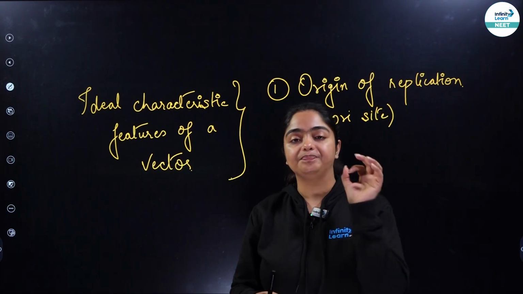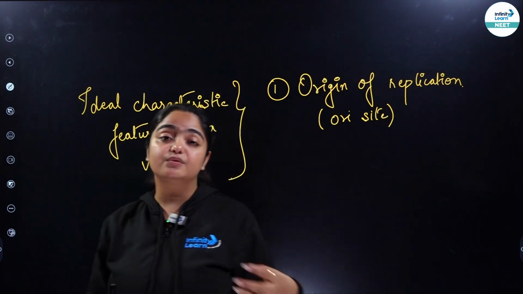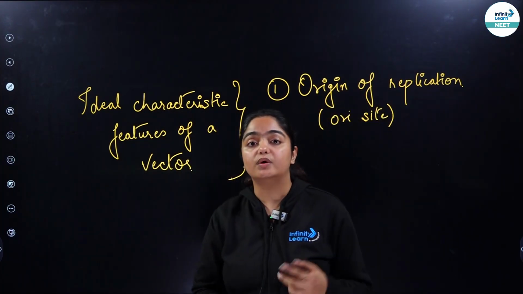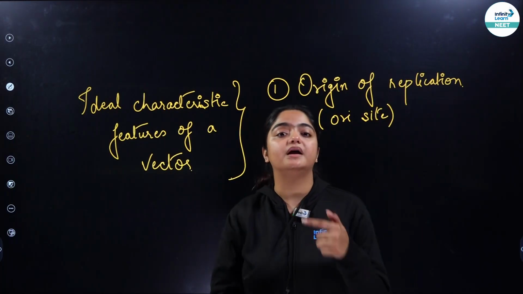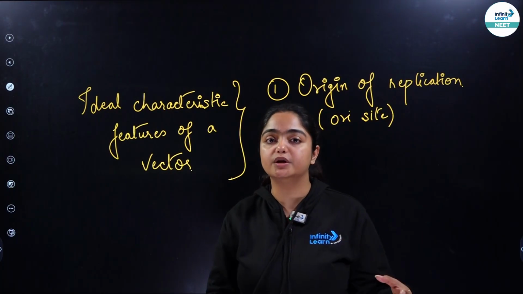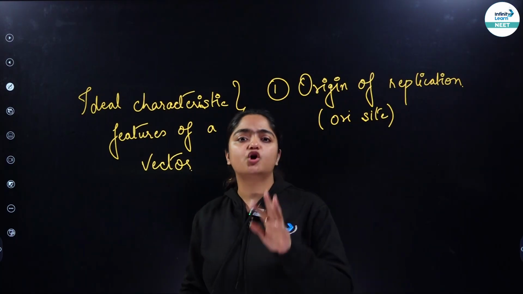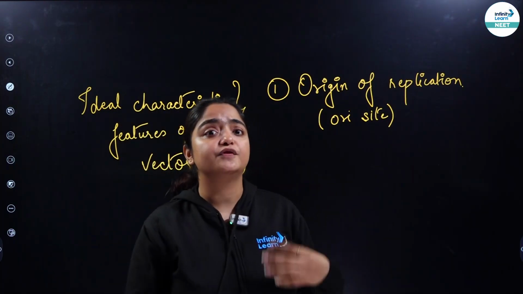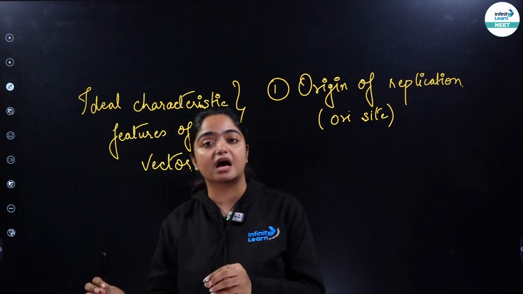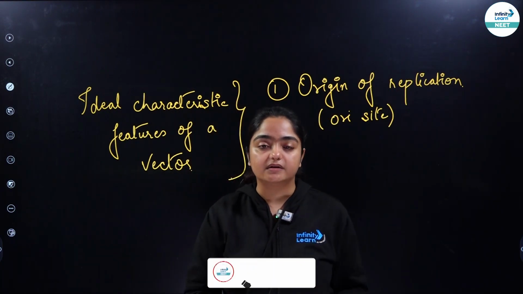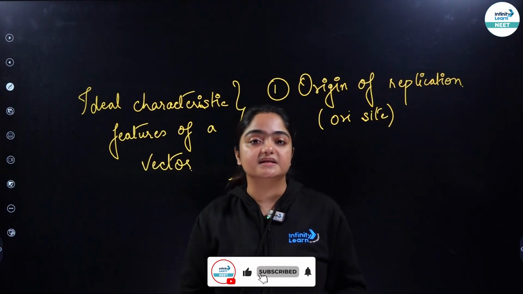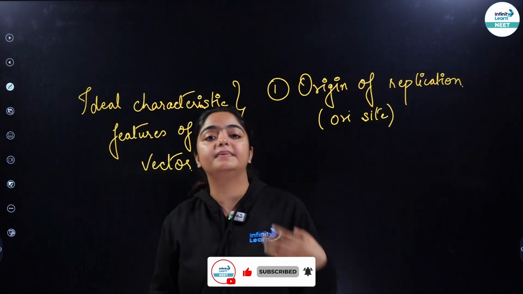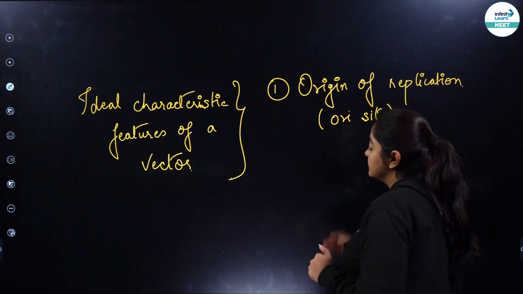from this particular site. Along with being responsible for the initiation of replication, it also controls the copy number of the linked DNA. What is a copy number? Copy number means how many multiple copies the linked DNA will be able to produce, and that depends on the vector, because copy numbers per cell vary from vector to vector. One vector might produce 15 copies per cell, another might produce 100 copies per cell. Now it depends on you how many copies of your linked DNA you want, and then only you will decide which vector to link the recombinant DNA with, correct?